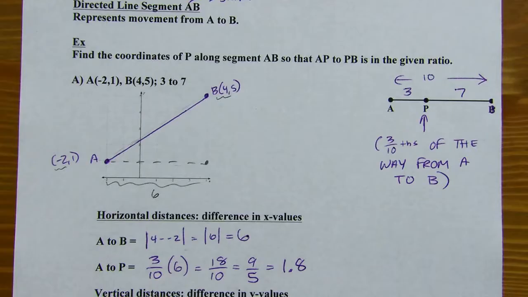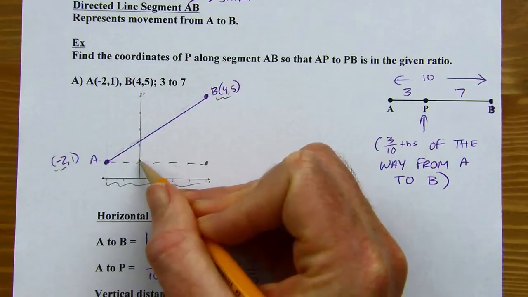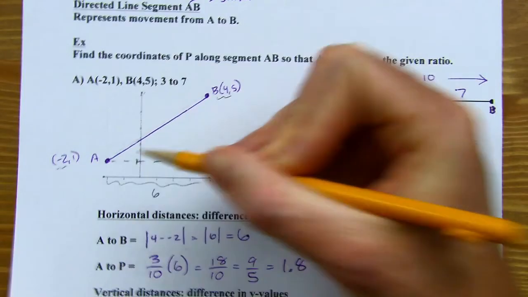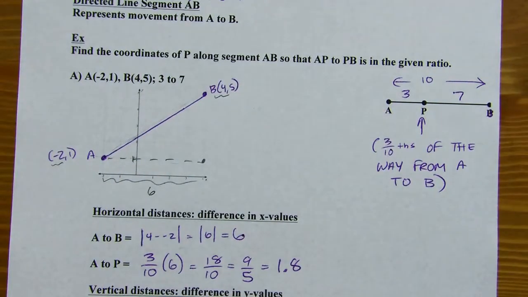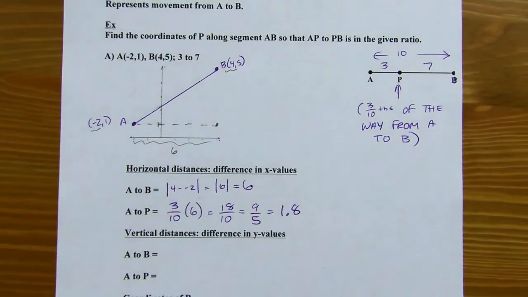So now I have an idea, P is going to be 1.8 units, so it's not going to quite get to the y-axis here. It's going to be just somewhere in there, right? It's going to be 1.8 units to the right of point A. Okay, and we're going to do the same kind of thing now with the vertical distances.